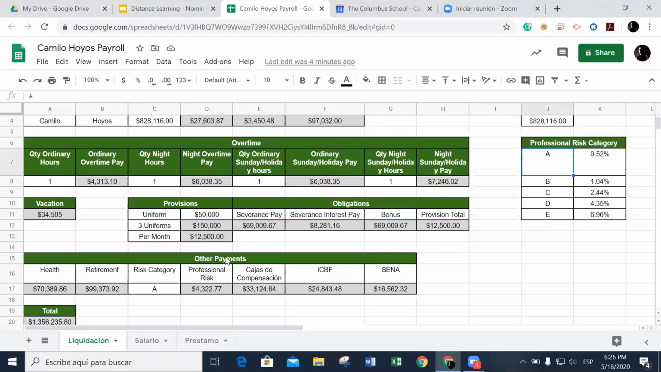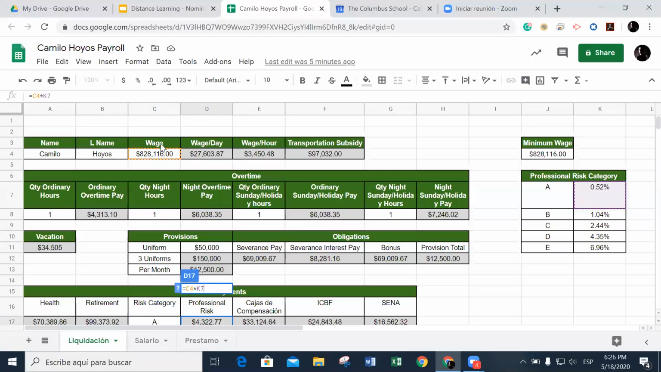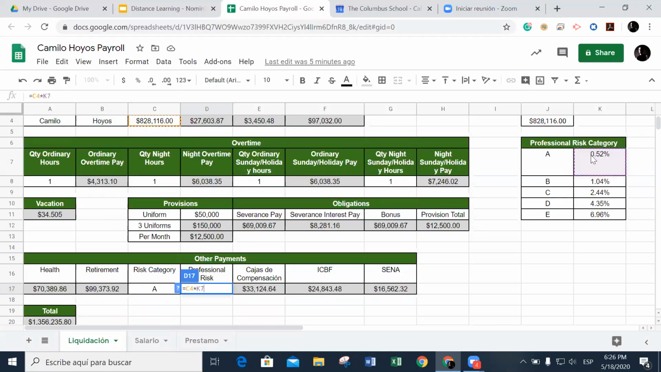So it all depends on what kind of work this person is performing that this category is found. You can also find these categories in that website that I gave you of the government. Now, this particular person, the risk category is A. So the professional risk is this one, is A, which corresponds to 0.52% of what? Of this, of the wage, right? So I multiply the wage, which is 828,116, times this cell right here, which is 0.52%, right?